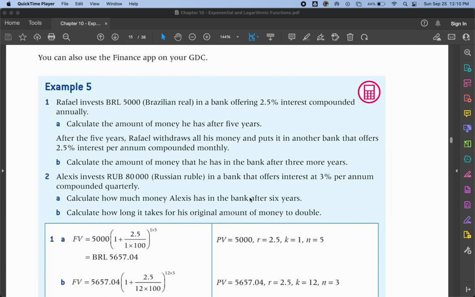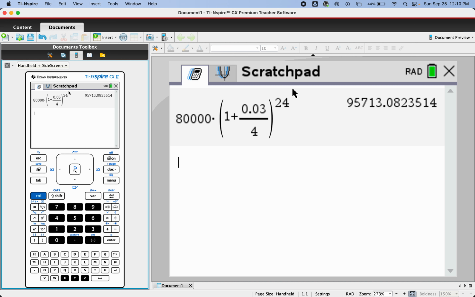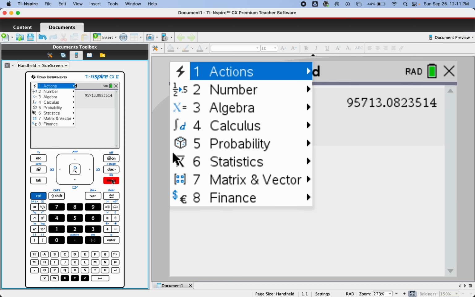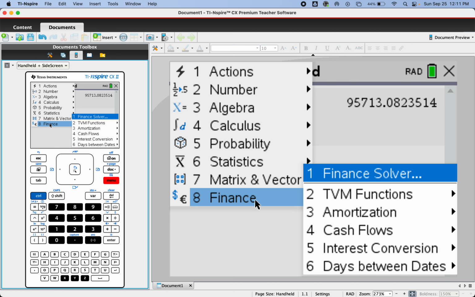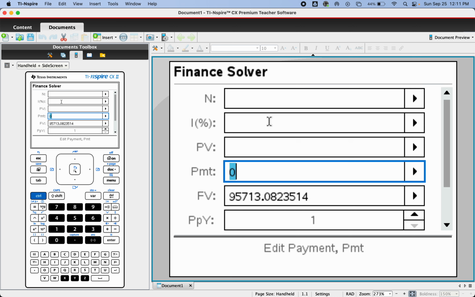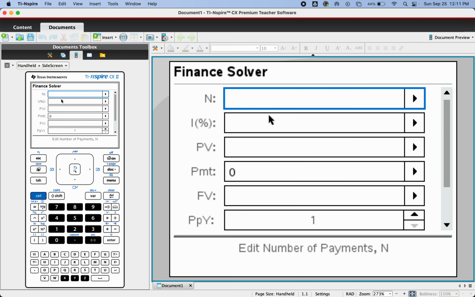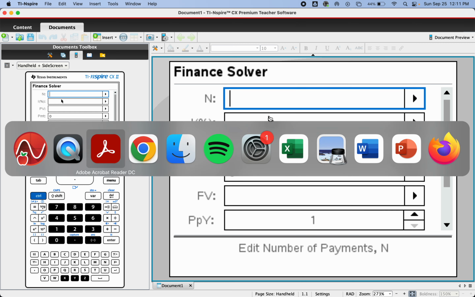So today in this video, we're going to be looking at a problem like this, where we're using the financial app, the finance solver on the Nspire, and basically we want to come up with this calculation. To use the finance solver, we're going to push menu, choose option 8, which is finance, and choose option 1. These, I believe, are already preloaded in, so that's not good. Let me just delete these out, and let's go back to the problem itself.